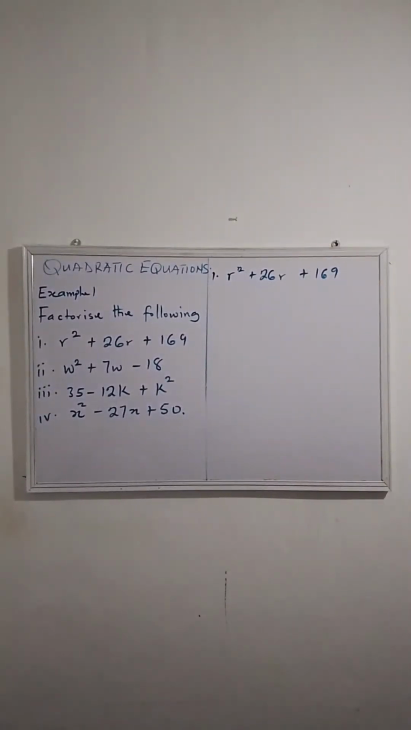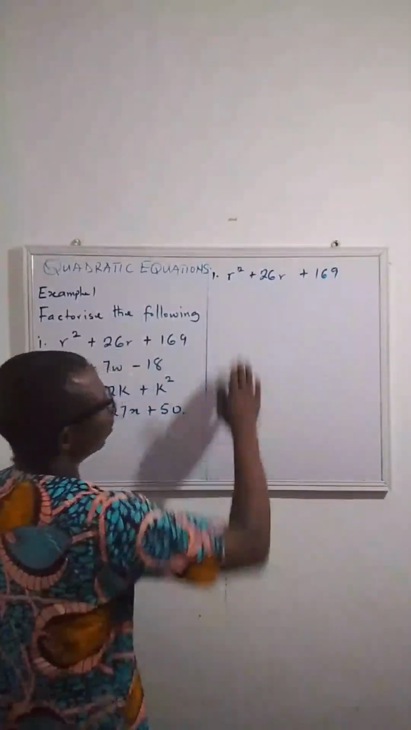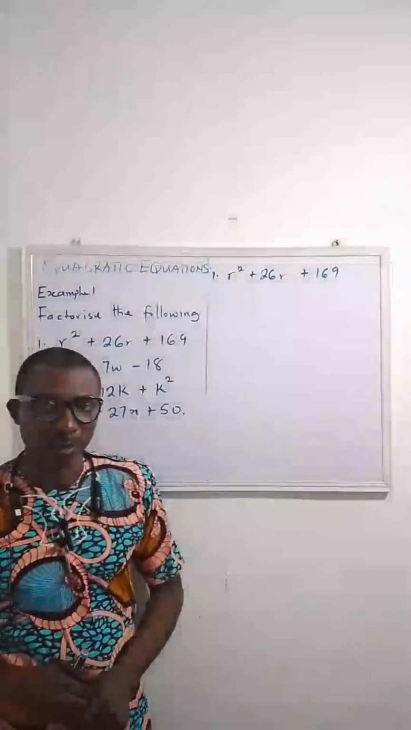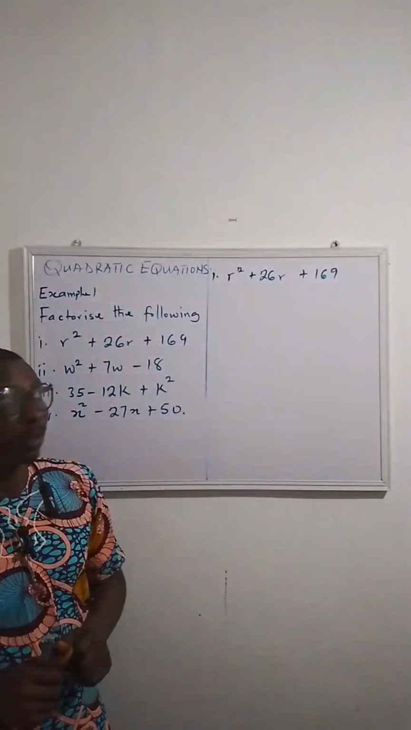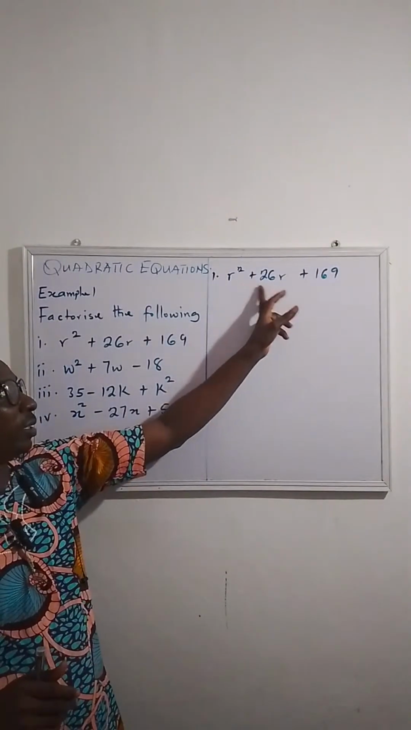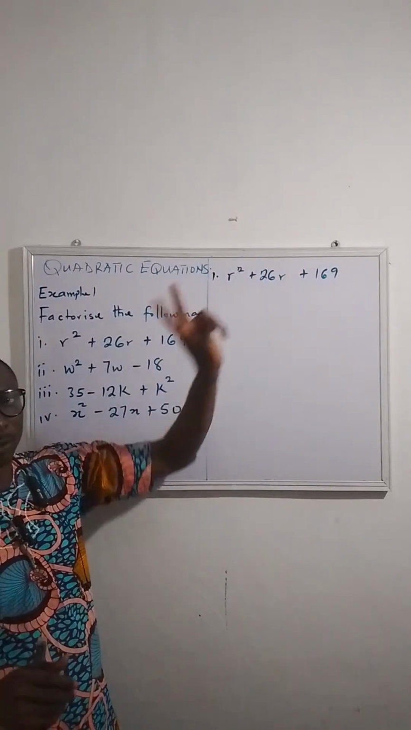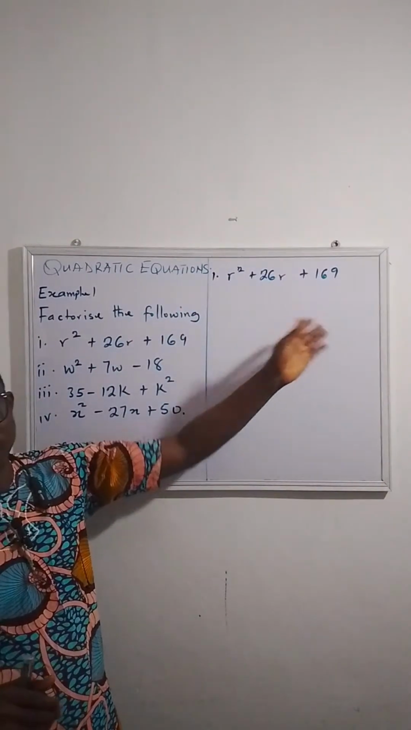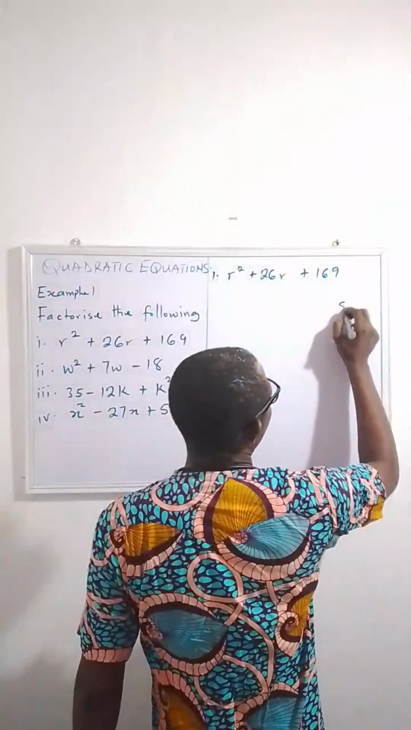All right, so now let us look at the problem here. Factorize the following. So we have to factorize this. Now, this is a quadratic expression. The first thing is to identify your sum and product, because what we actually want to do is split this plus 26r into two parts. The procedure is that we look for the sum and product.